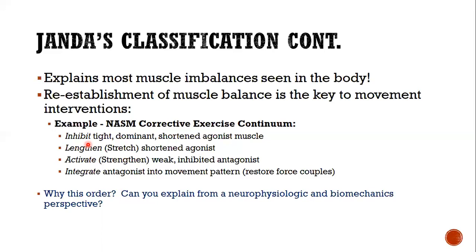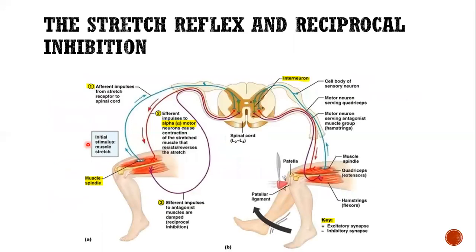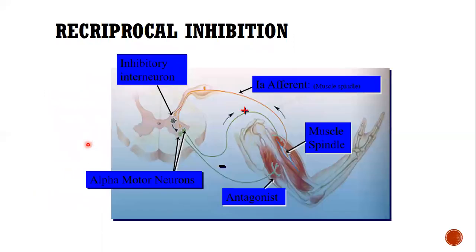So why this order? Can you explain that from a neurophysiologic and biomechanics perspective? I'm not going to explain it for you because I just did in the previous slides, but hopefully you can explain that in the coming weeks. Okay, two slides on reciprocal inhibition.